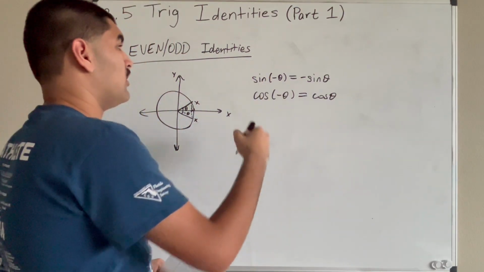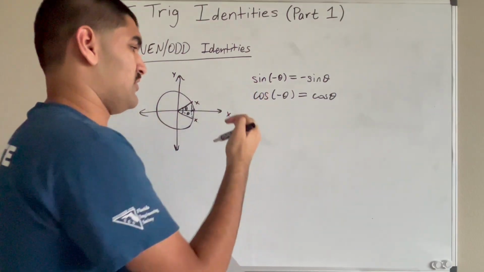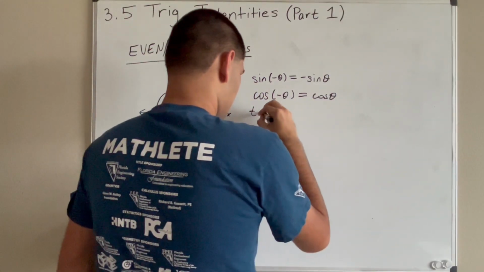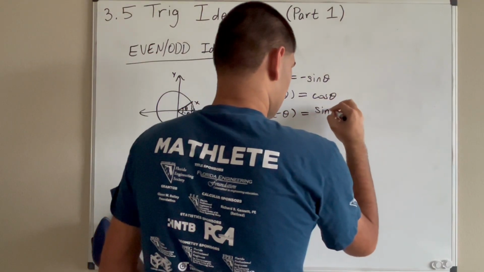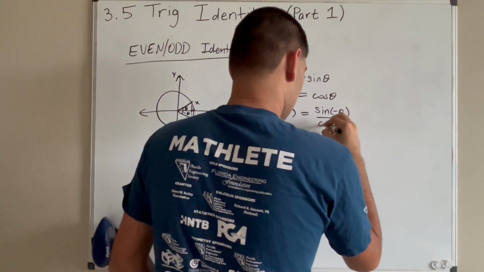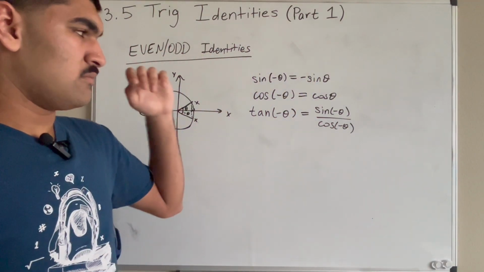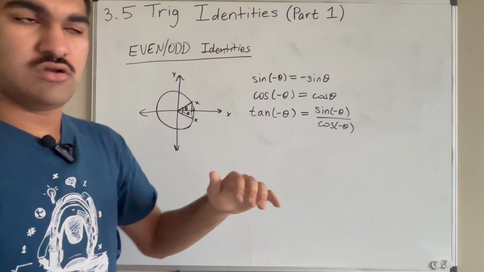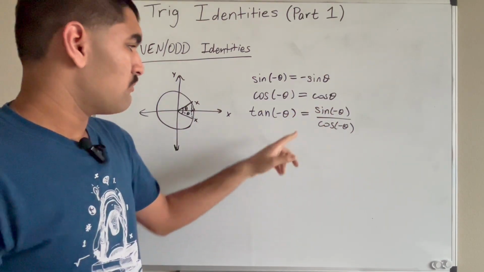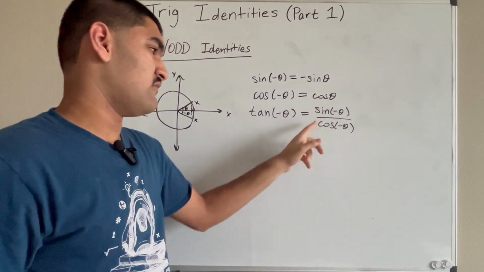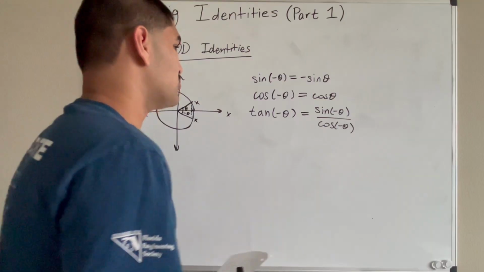And then to get the even and odd identities for the rest of the trig functions, you can just build them from these. So for example, tangent of negative theta is equal to sine of negative theta over cosine of negative theta, right? Because tangent is defined as sine over cosine. That means if we have negative theta, just put negative theta in there as well. But we already know the identities for sine of negative theta and cosine of negative theta, so we can just plug those in right here.